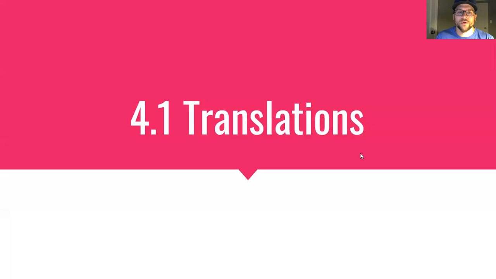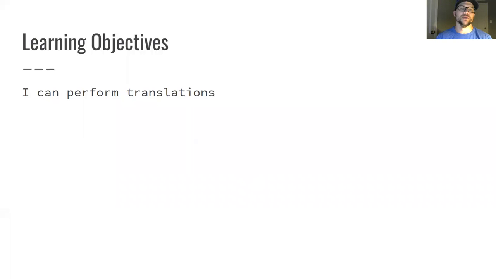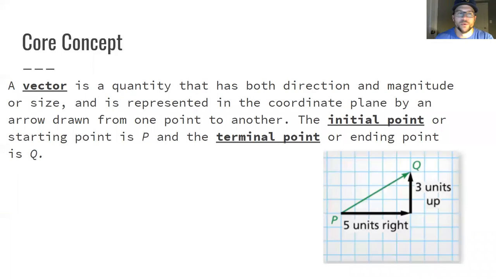All right, this tutorial is on section 4.1 of the Big Ideas titled Translations. We're going to begin our transformations unit. So being able to perform translations, pretty straightforward learning objective for this tutorial. Main core concept is the idea of a vector.